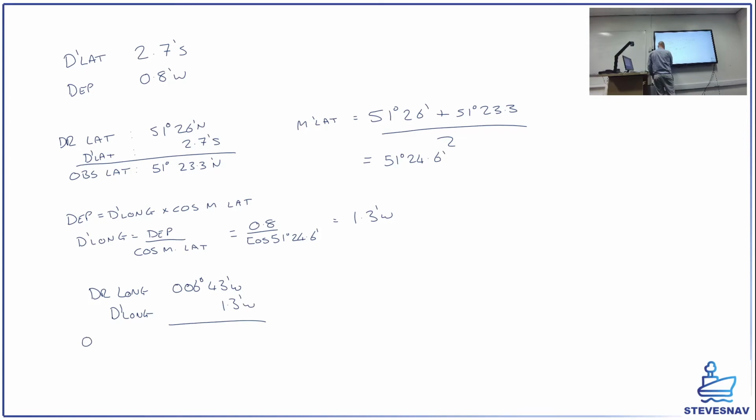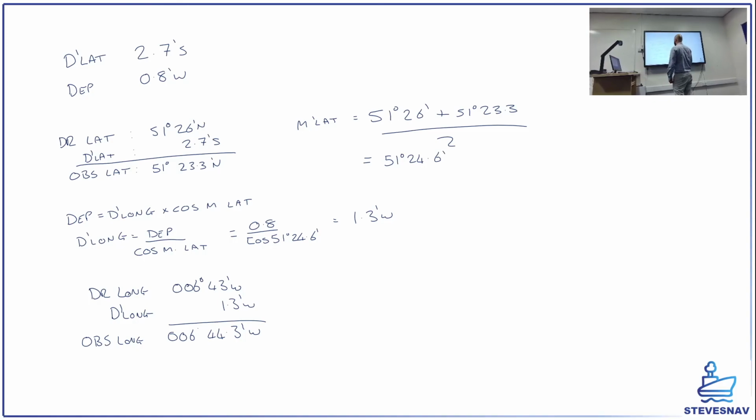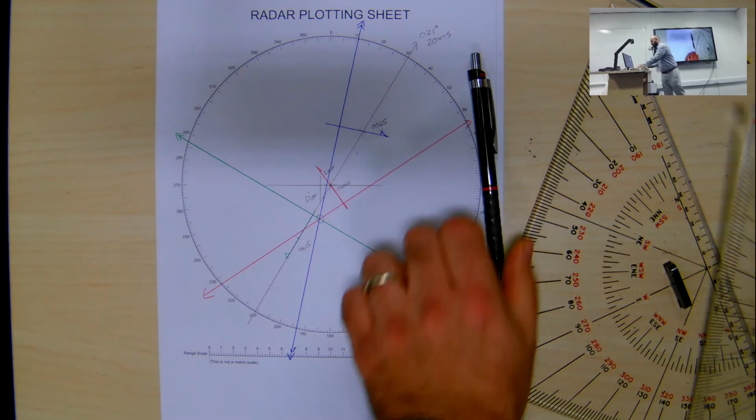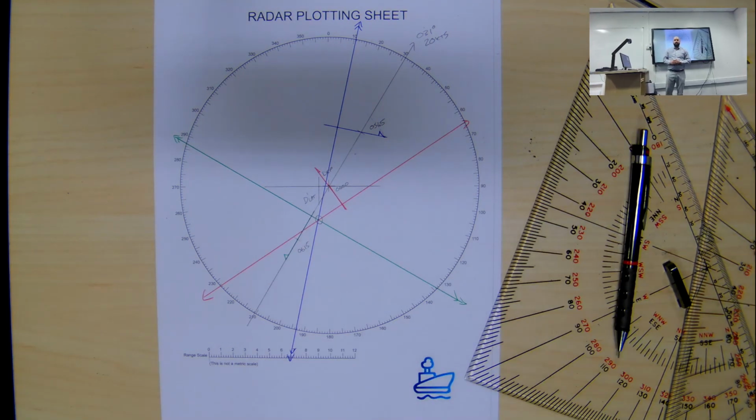So my observed longitude is going to be 6 degrees 44.3 minutes west. That means my position at 0600 is quite easily 51 degrees 23.3 north, 6 degrees 44.3 west. That's what your plot looked like, and there's your observed position. Simple as that, guys. Easy as that.